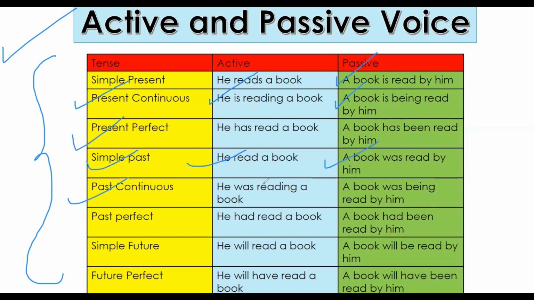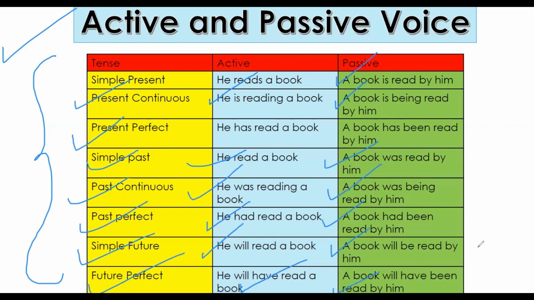Past continuous: he was reading a book. A book was being read by him. Past perfect: he had read a book. A book had been read by him. Simple future: he will read a book. A book will be read by him. Future perfect: he will have read a book. A book will have been read by him.